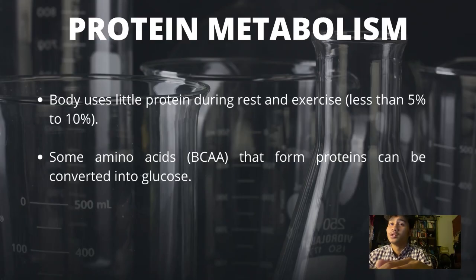Next, protein metabolism. The body uses little protein during rest and exercise, less than 5% to 10%. Some amino acids, BCAA, which is branched-chain amino acids that form proteins, can be converted into glucose.